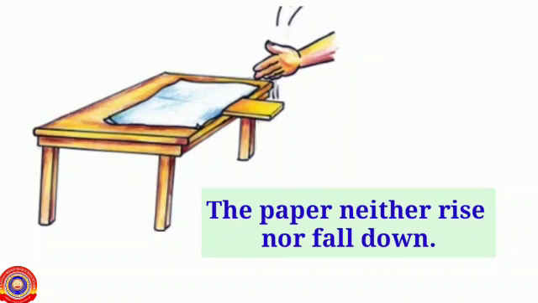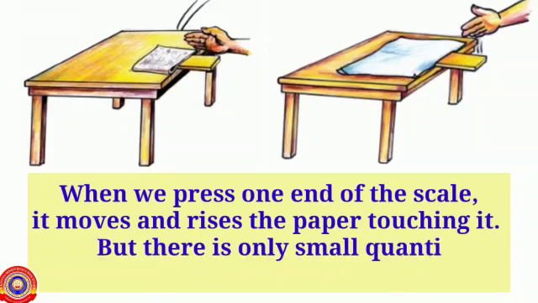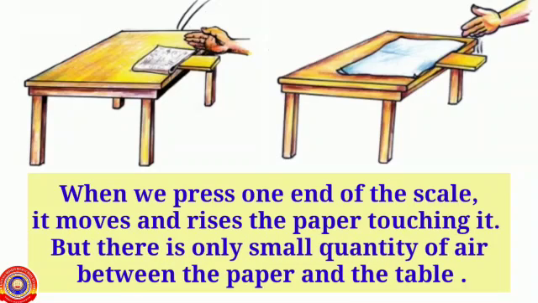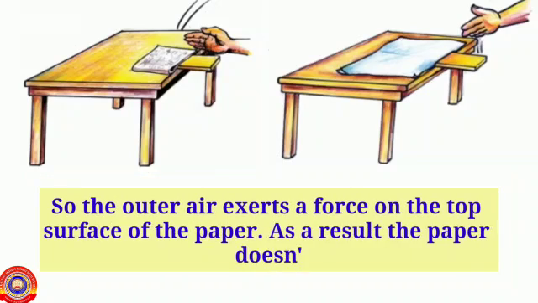I will explain. The weight of the paper is the same when it is folded and unfolded. But when the paper is unfolded, it is spread over the scale. And when we press one end of the scale, it moves and raises the paper touching it. Remember, there is only a small quantity of air between the paper and the table. So the outer air exerts a force on the top surface of the paper. As a result, the paper doesn't move.